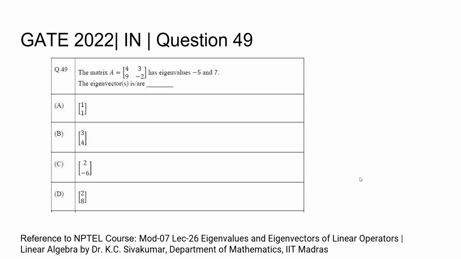Question 49, Instrumentation Engineering GATE 2022. The matrix A is given to us. It has eigenvalues of -5 and 7. The eigenvectors are dash. Four options are given to us.